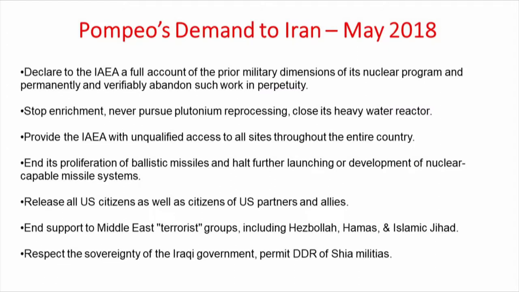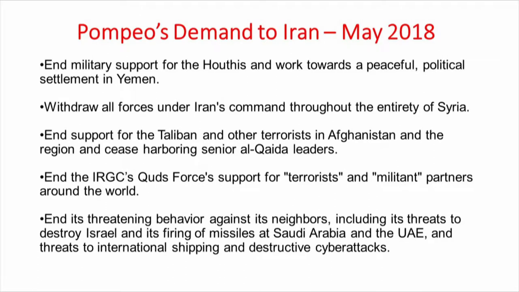What did the Iranians need to do in order for the United States to lift the sanctions on it, right? Among these things were to provide the International Atomic Energy Agency with unqualified access to all sites throughout the entire country, end its proliferation of ballistic missiles, release all U.S. citizens, end support of Middle East terrorist groups, respect the sovereignty of the Iraqi government, and have the Shia militias in Iraq go through a disarmament process, end their support for the Houthis in Yemen, withdraw all of their forces from Syria, and their support for the government in Afghanistan, and all of their support for terrorism, and stop its threatening behavior against all of its neighbors.